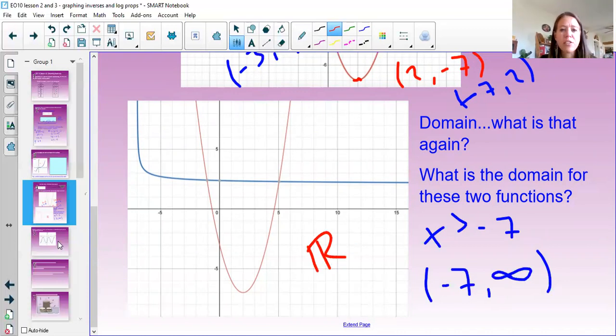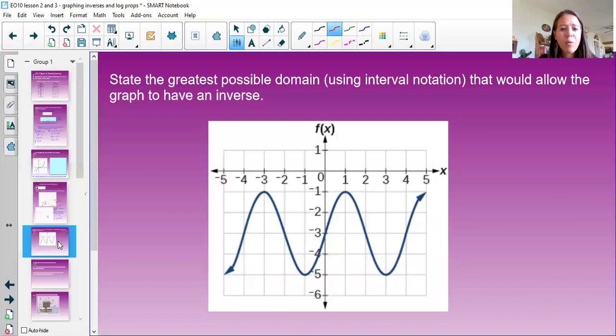All right, so let's check your understanding on that. I want you to think about what would be the greatest possible domain that would allow this graph to have an inverse. So think of the inverse of this function, just graphically, and think about what that domain might look like. So take a minute, maybe jot some things down and see what you think the domain might be.